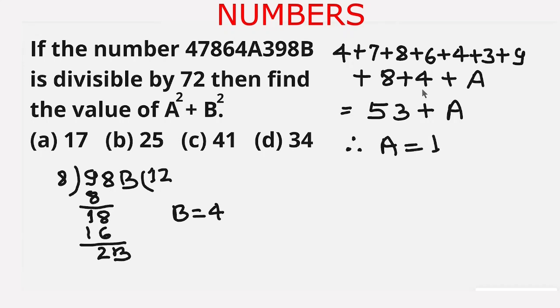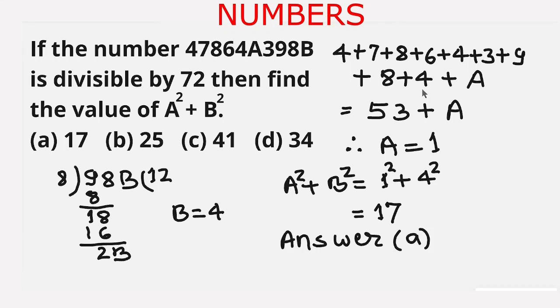1. Now we got the values of A and B, and from here we can solve the value of A square plus B square. Therefore A square plus B square equals, the value of A is 1, so 1 square, plus the value of B is 4, so this is 4 square, and 1 square is 1 and 4 square is 16. 16 plus 1 is 17. And from the given options, our answer is option A, 17.